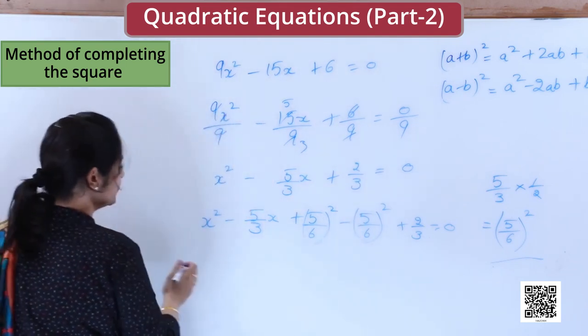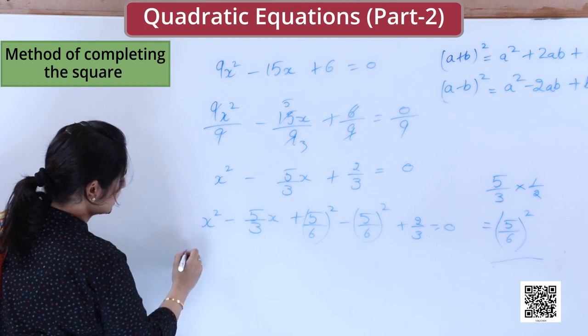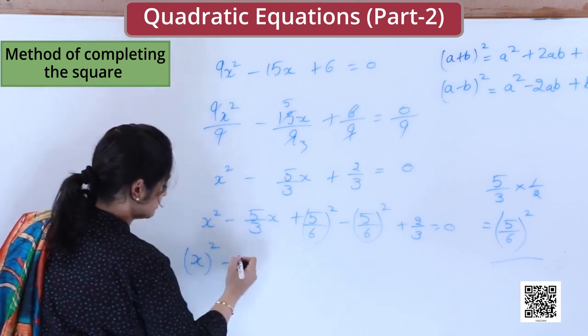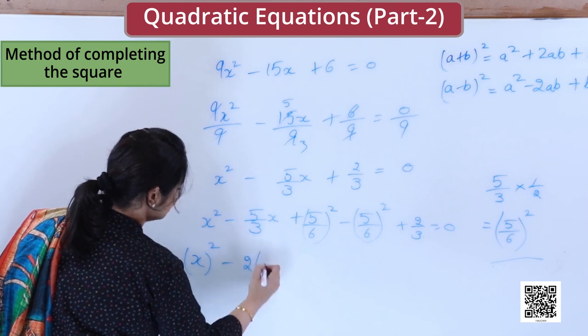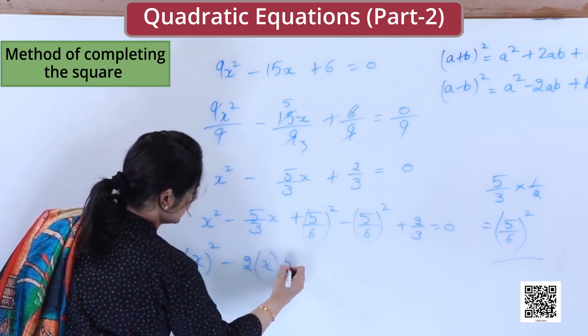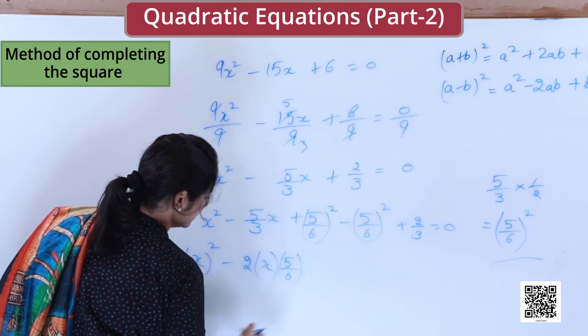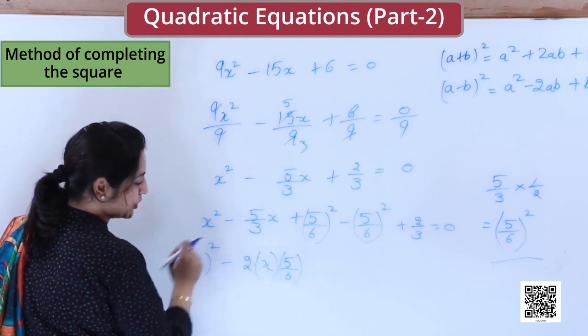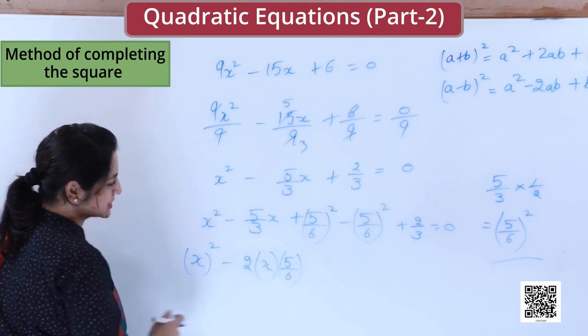We do this to make the form here 2ab and the b square here. So, let's see now. Here, x can be written as x square and minus 5 upon 3x can be written as minus 2 multiply by x multiply by 5 upon 6. Now, on multiplying it, we will get 10 upon 6 and that will give us 5 upon 3 again, minus 5 upon 3x.